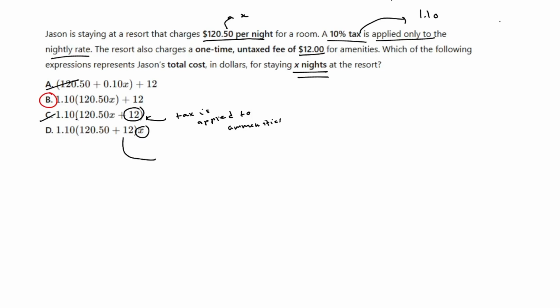Okay, and for D, we can see that the X is outside. So because now we're adding the night fee and amenities together, this becomes night plus amenities before we go to taxing. But they strictly say that the tax is only applied to the nightly rate, not amenities. So that can be crossed out. So the correct answer has to be B in this case.